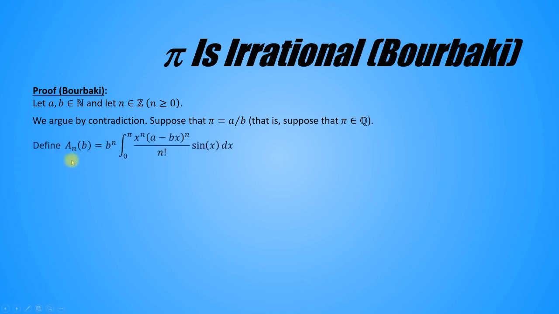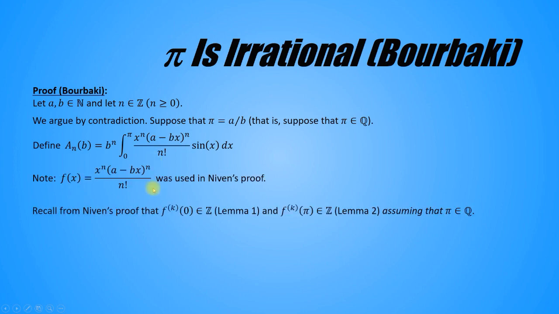So in this proof, we are going to define this function a sub n of b, which is defined by an integral. And those of you who watched the last video will recognize this polynomial of degree 2n right here, because that's just little f of x from Niven's proof. So, I don't want to have to prove this all over again. So recall from Niven's proof that all the derivatives of little f at 0 and at pi are integers. We proved those two lemmas in the last video. And that's under the assumption that pi is rational.